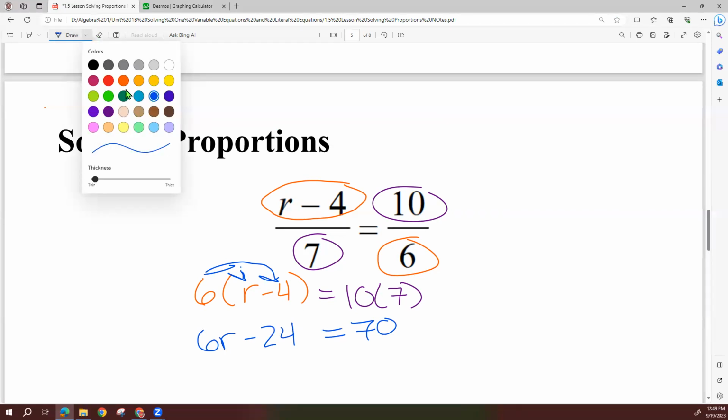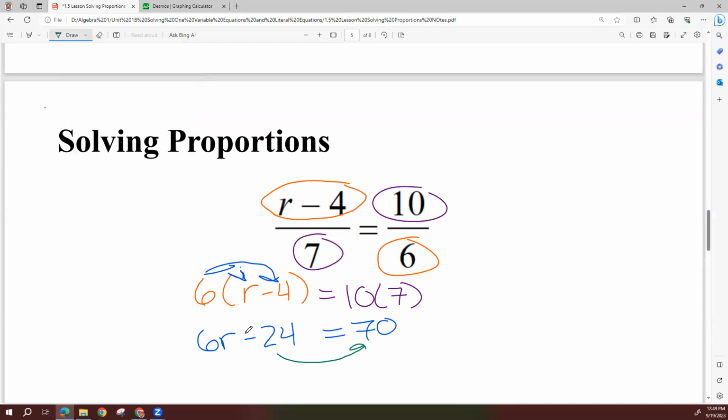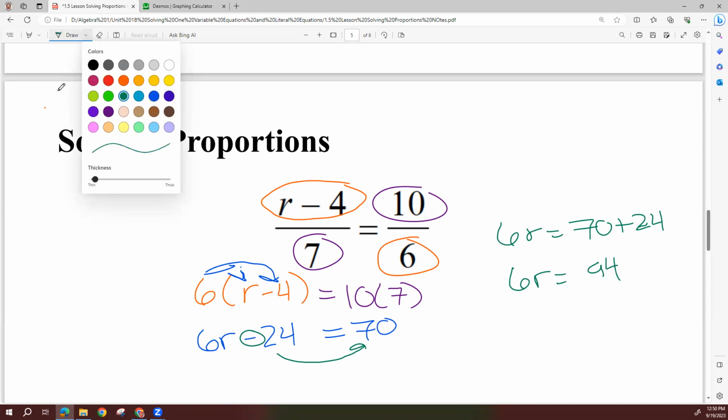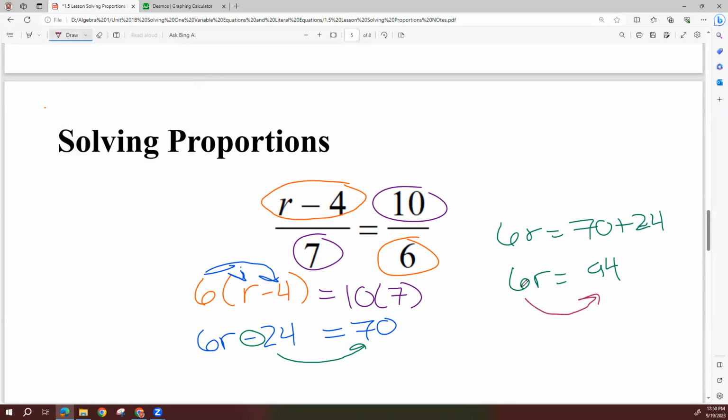And then I can continue solving this. I'm going to move this 24 over here. Right now it's being subtracted. So when it moves over there, it's going to be added to 70. And then that 6 next to the r is multiplying the r. And so when I move it over here, instead of multiplying, it's going to divide 94.